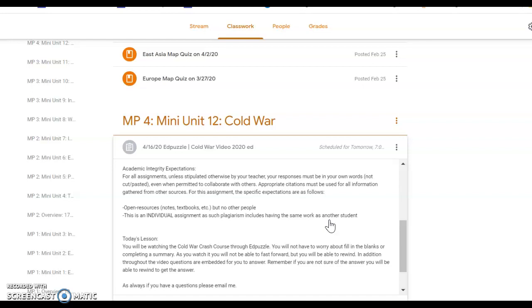You can make use of your notes, but not other people. So this is an individual assignment. As such, plagiarism includes having the same work as another student.